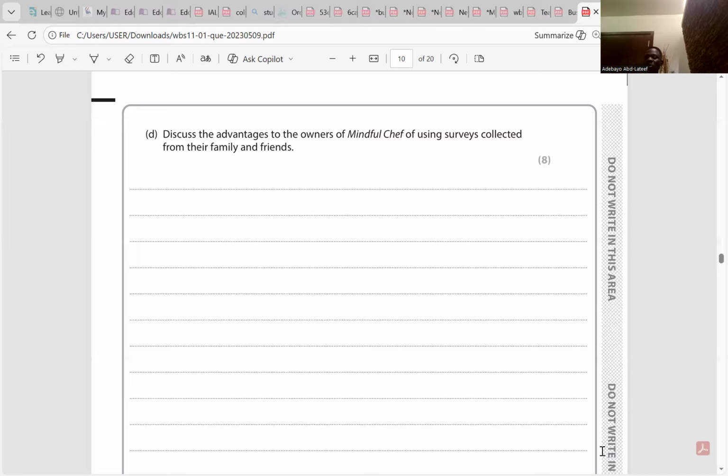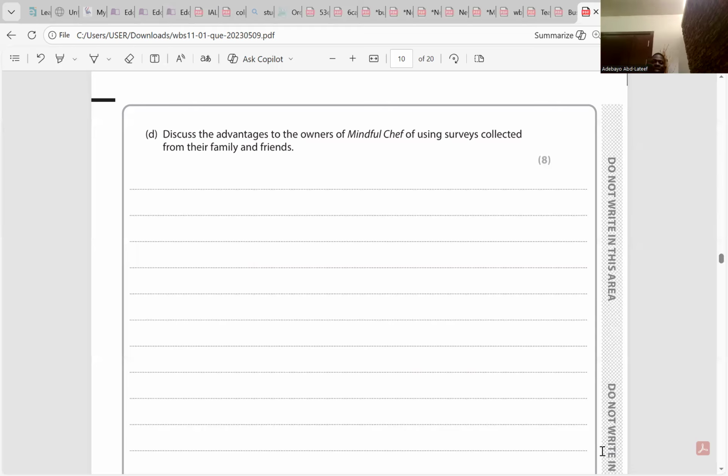Family and friends are likely to give honest answers, which means it might be reliable compared to general public opinion. When you use the general public opinion, they might be subjective. But your friends and your families might want to give you an honest answer. So if they're giving you an honest answer, it simply means the data you collected is reliable.